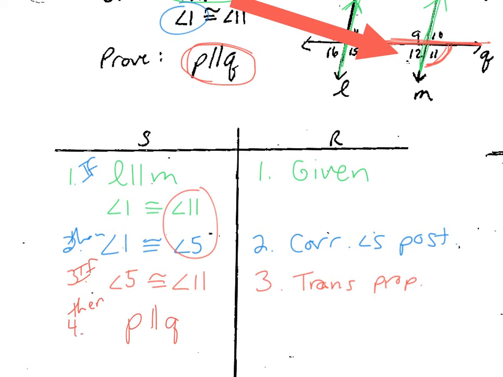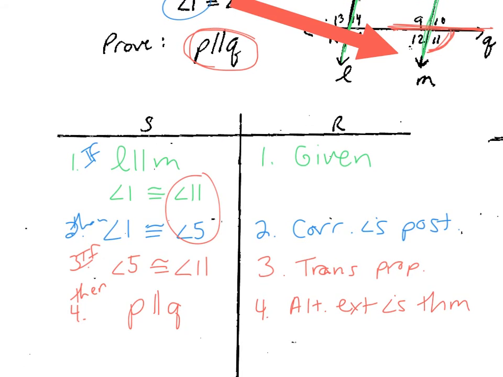So I can make step 4, my proof, right here, that P is parallel to Q, and my reason is that if alternate exterior angles are congruent, then lines are parallel. Or in shorthand notation, alternate exterior angles theorem converse. If you don't have the word converse, it's wrong, because in reverse, that theorem says if lines are parallel, then angles are congruent.